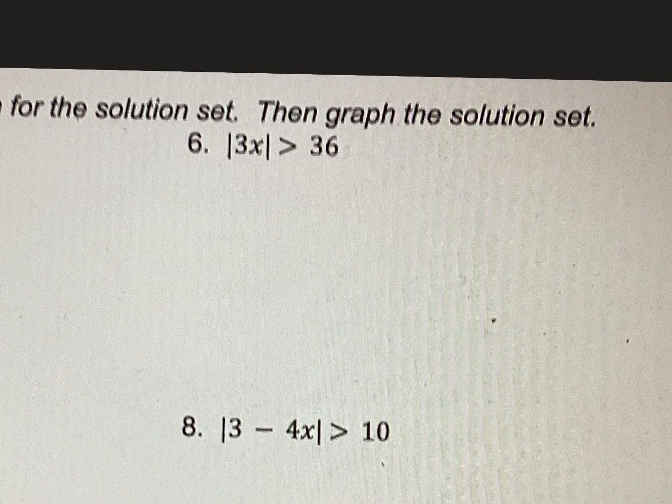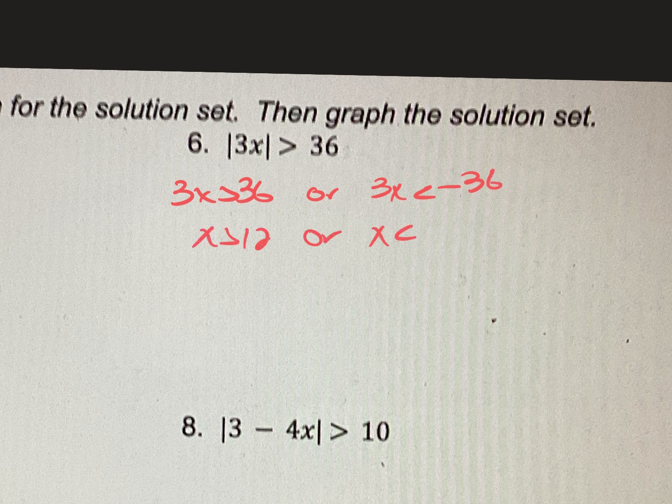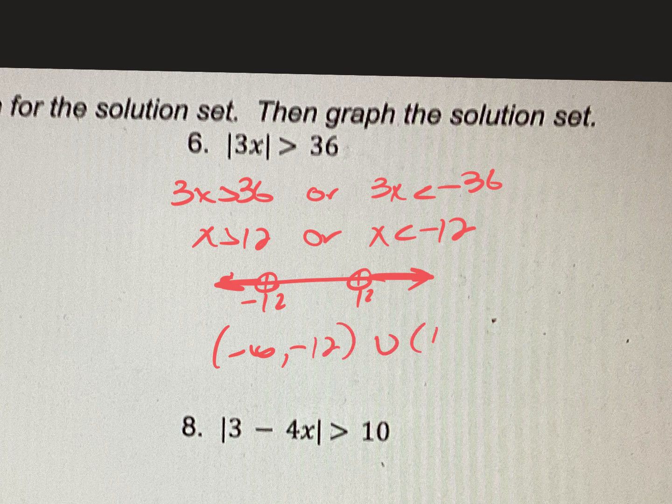Number 6, it says absolute value of 3x is greater than 36. Greater, remember greater, so I'm going to say 3x is greater than 36, or 3x is less than negative 36. So just divide by 3, x is greater than 12, or x is less than negative 12. My number line would look like negative 12, not filled in, going that way. Remember, or, you go all the way to the arrow. Interval notation is going to take 2 intervals. I shaded from negative infinity to negative 12 with the parentheses. Then I shaded from 12 to infinity with parentheses.